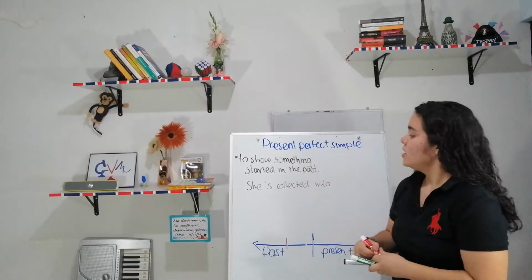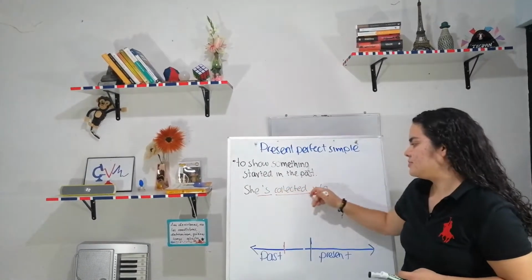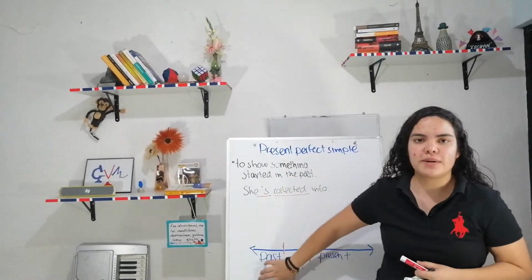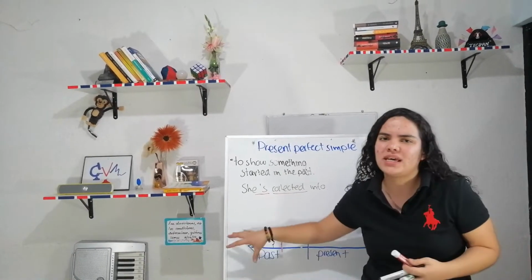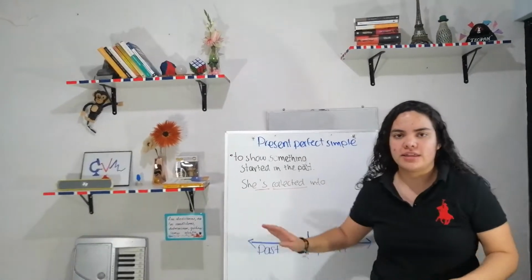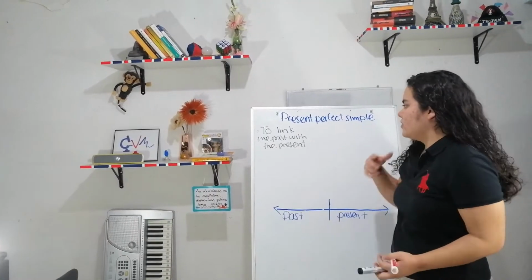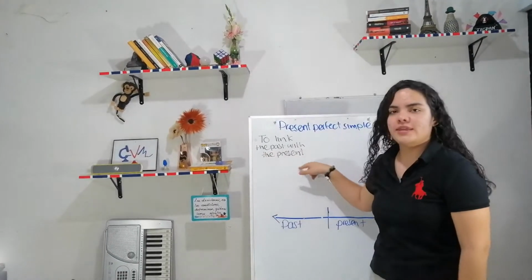So in this case, we're using has because it's singular, and we have the verb in past participle: she has collected information. And we know that this started in the past, but we don't know exactly when. In a moment in the past, we don't know the day, the date, or the hour, anything. We just know it started in the past. And one of the last uses of present perfect simple is to link the past with the present.